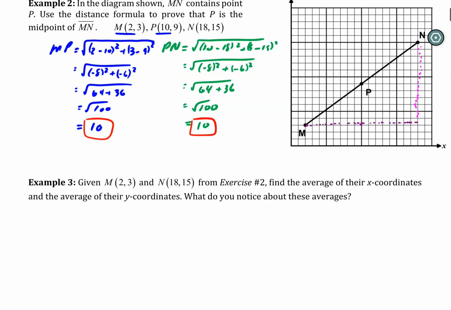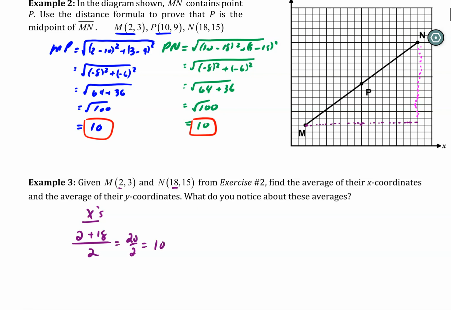So we're going to do the x's first. What do we have here? What's the average? I'm looking for the total. So we've got 2 plus 18, and then that would be divided by 2. That gets me 20 divided by 2, which is 10.